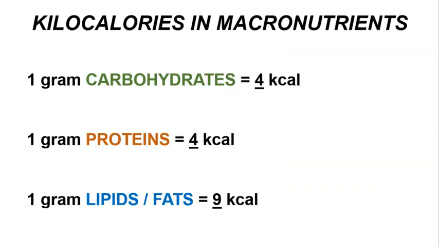Different types of macronutrients have different calorie or caloric values. For example, a single gram of carbohydrates contains 4 kilocalories. Same goes for a single gram of proteins, that also contains 4 kilocalories. Meanwhile, a single gram of lipids or fats contains 9 kilocalories. And this makes sense that fats have more energy values because one of the main functions of lipids within the body is to store energy. And so that makes sense as to why a single gram contains a higher caloric value than the carbohydrates or the proteins.